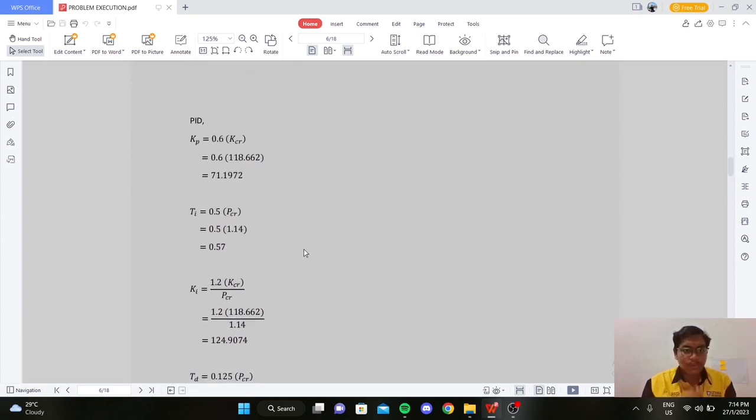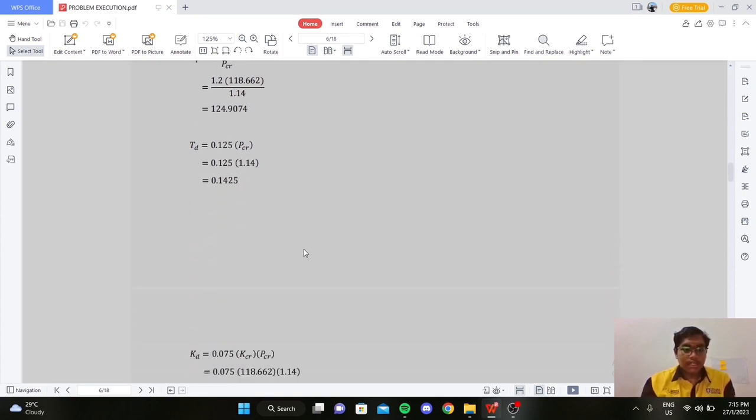Okay, next is for PID. For PID, first we have to find the Kp, which the formula is 0.6 times KCR. Then we will get 71.1972. For Ti, the formula used is 0.5 times PCR. The value for Ti PID, we will get 0.57. For Ki, the formula used is 1.2 times KCR divided by PCR. Then Ki for the PID, we will get 124.9074.